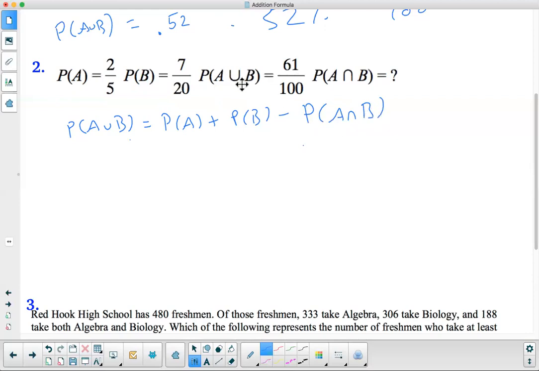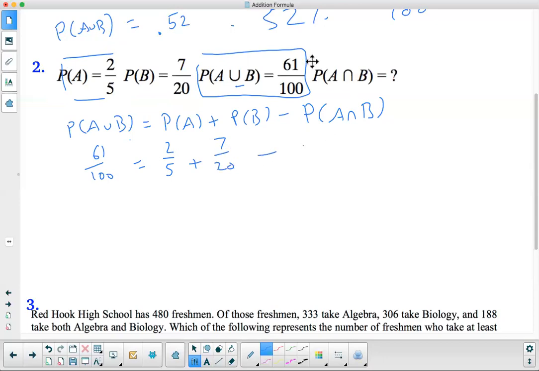Okay, whenever you see this, you know this formula has to occur. So we substitute some things in. It's telling us that the probability of A or B is 61/100. It tells us the probability of A is 2/5, and the probability of B is 7/20. And we don't know what this is, so we'll just call that X because we don't know what it is.